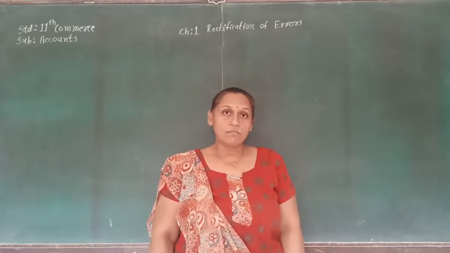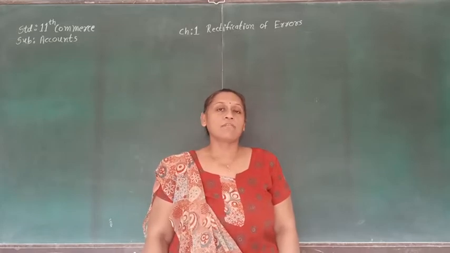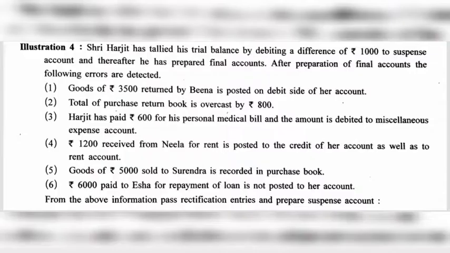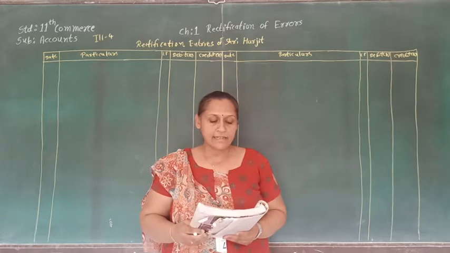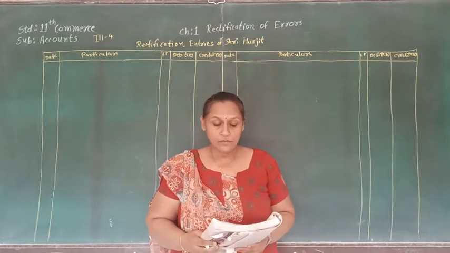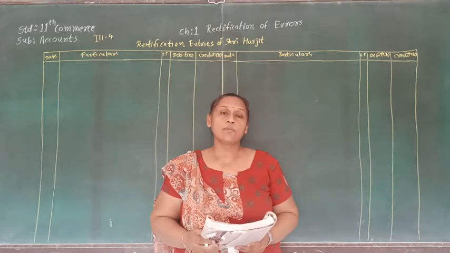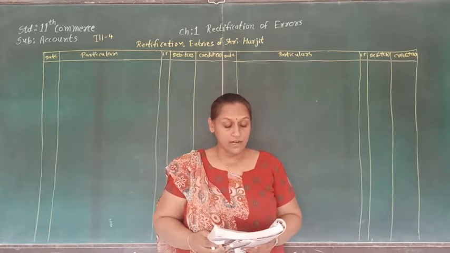So that type of sum, let's see illustration number 4. This is the 5th part of the chapter, and parts 1 to 4 are linked in the description. Sri Harjit has tallied his trial balance by debiting a difference of rupees 1000 to suspense account, and thereafter he has prepared the final account. After preparation of the final account, the following errors are detected.